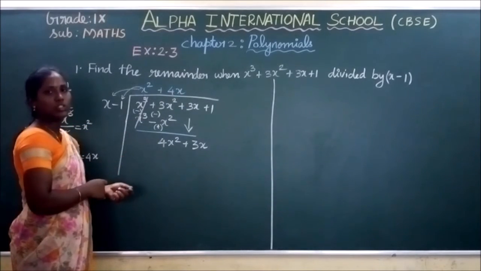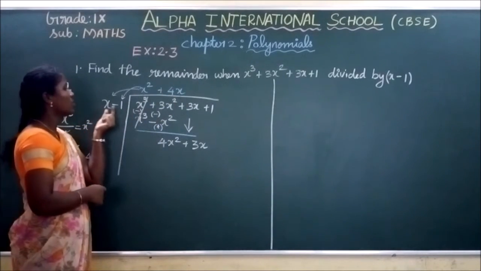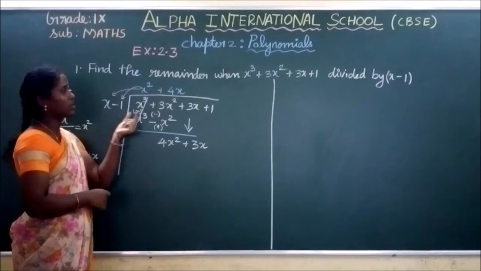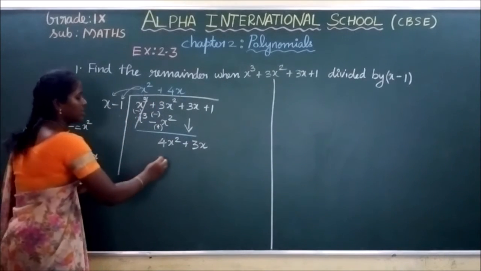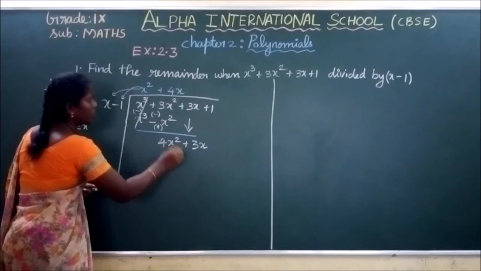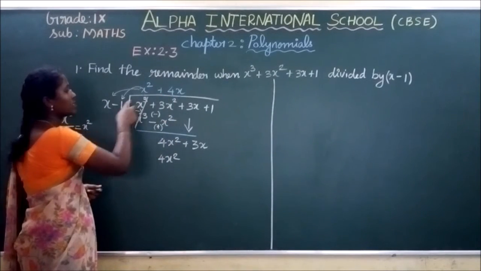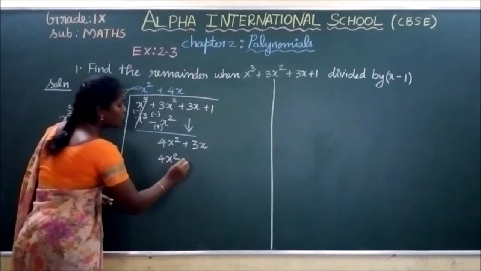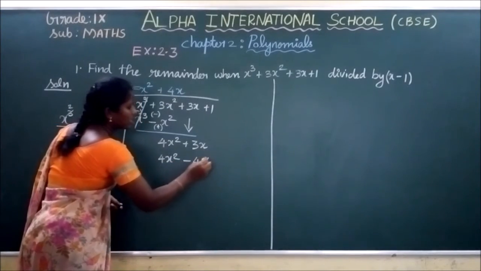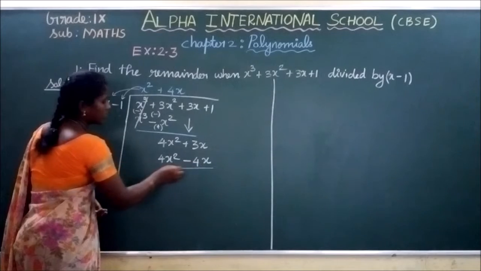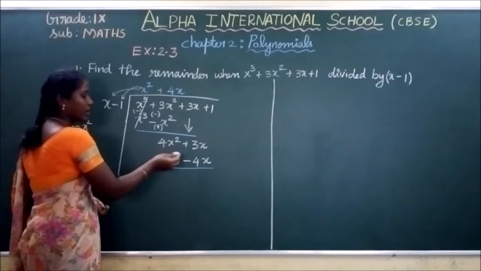What is the next procedure? We have to multiply 4x with both the terms of the divisor. 4x into x is 4x square. And 4x into minus 1 is minus 4x. Okay, now again we have to subtract and get the remainder.